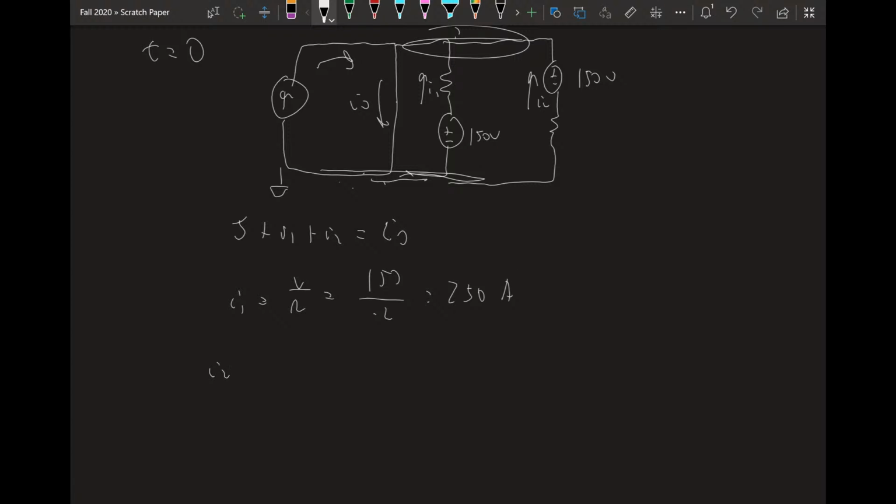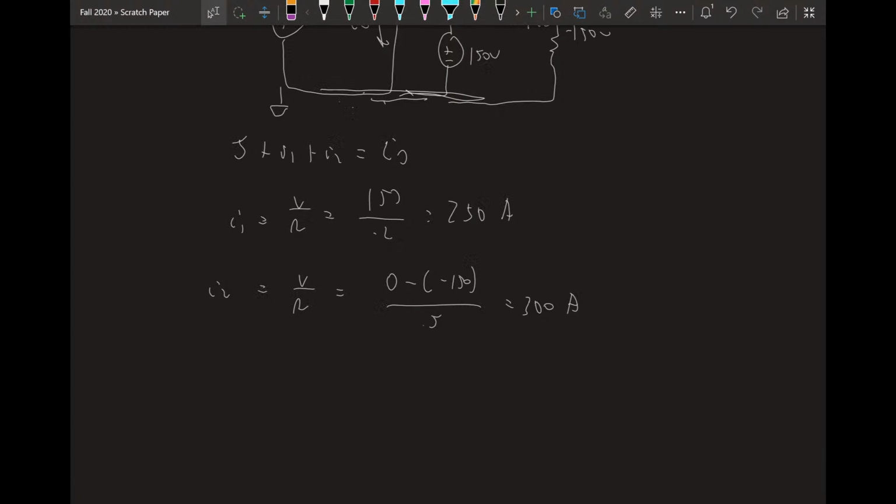I can say that I2 is equal to ground minus a negative 150, so V over R equals 0 minus negative 150, because I know that this is a negative 150 volts at this node, over 0.5, and that equals 300 amps, right? So using KCL, I naught equals 1,055 amps. That's perfect. I know the equation at 0, I know at infinity. Okay, now that's part A.